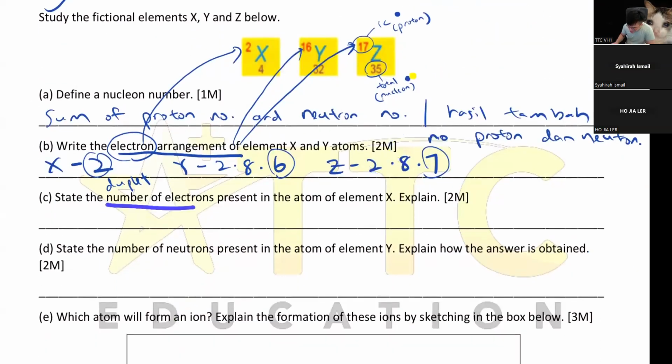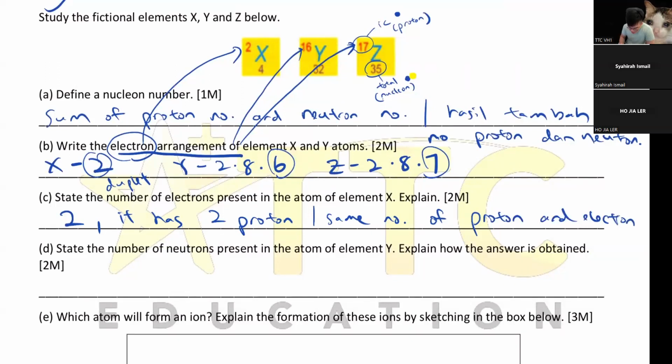Okay, so the number of electrons present in the atom of X. That means they ask you X has how many electrons. We just answer it, right? It has 2. Number of electrons is 2. Explain, because it has 2 protons. Or you can say same number of proton and electron. Both answers accepted. Okay, terdapat 2 proton atau nombor proton dan elektron yang sama. They have the same number. All right, proton and electron is always the same. Positive, negative, always the same.